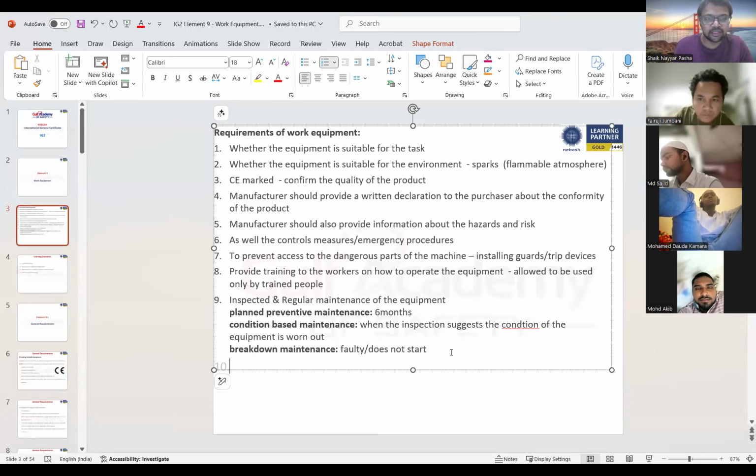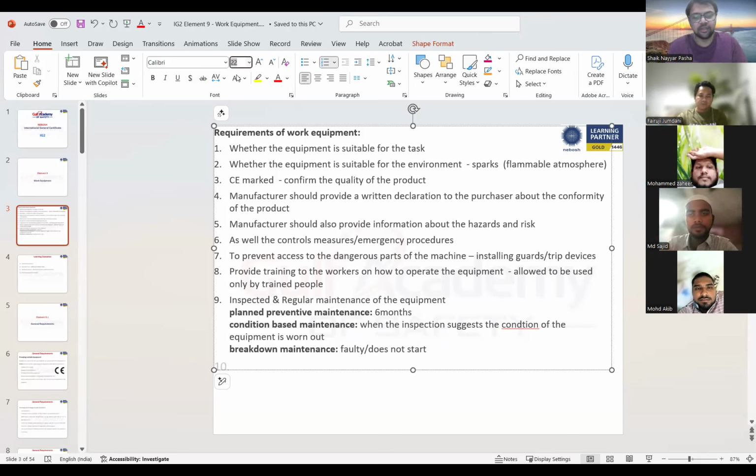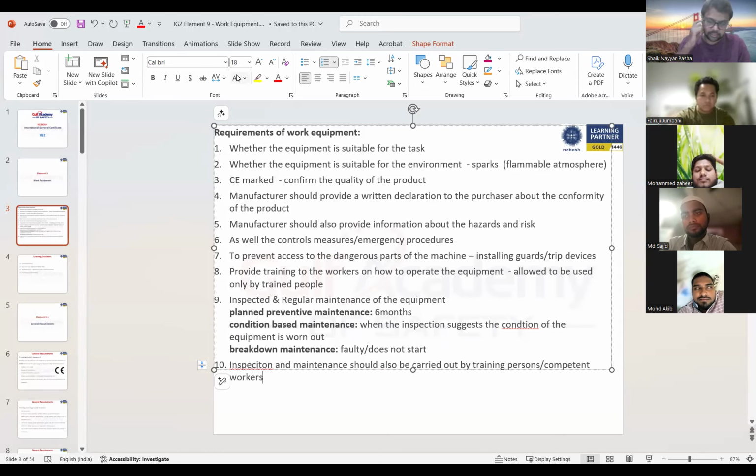And even this maintenance or inspection and everything, whatever it is, should this be carried out only by trained people or everybody? No, trained people only. Even the inspection and maintenance should be carried out by trained persons or only by competent persons. Okay. That is one thing that you have to do.